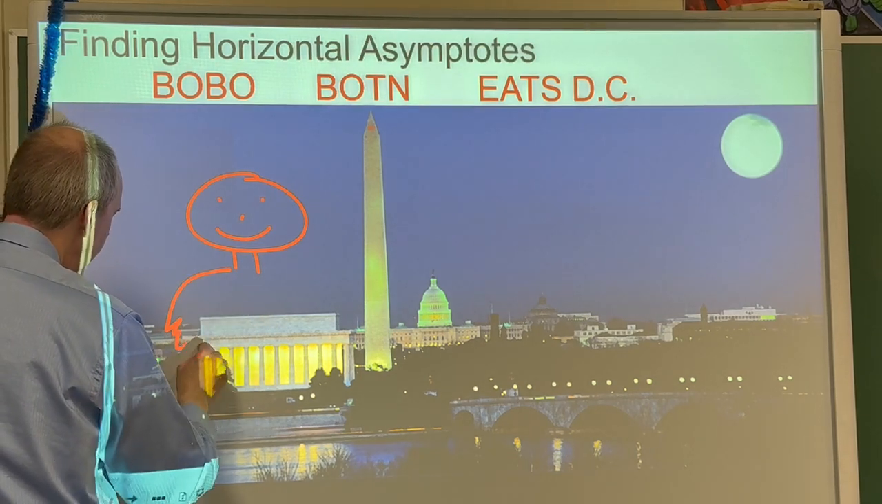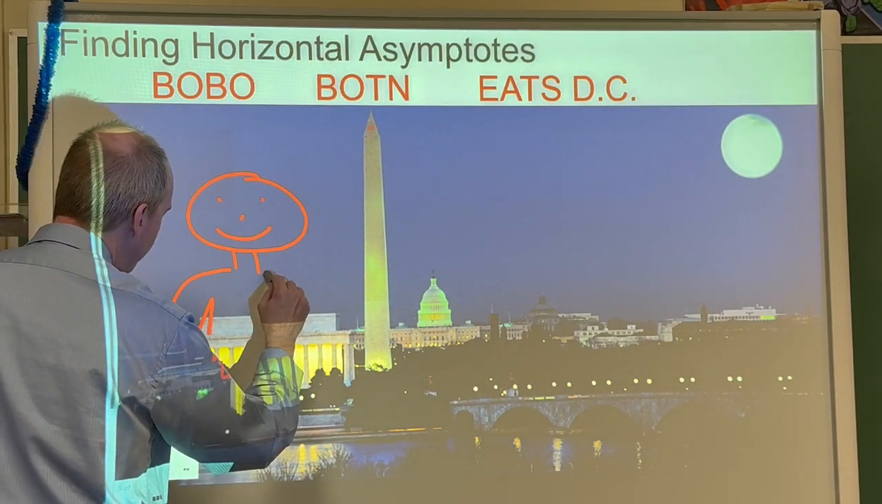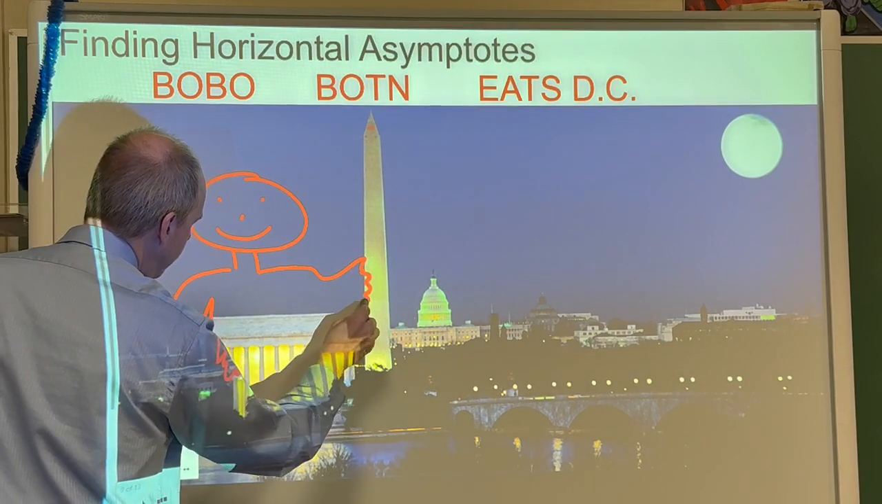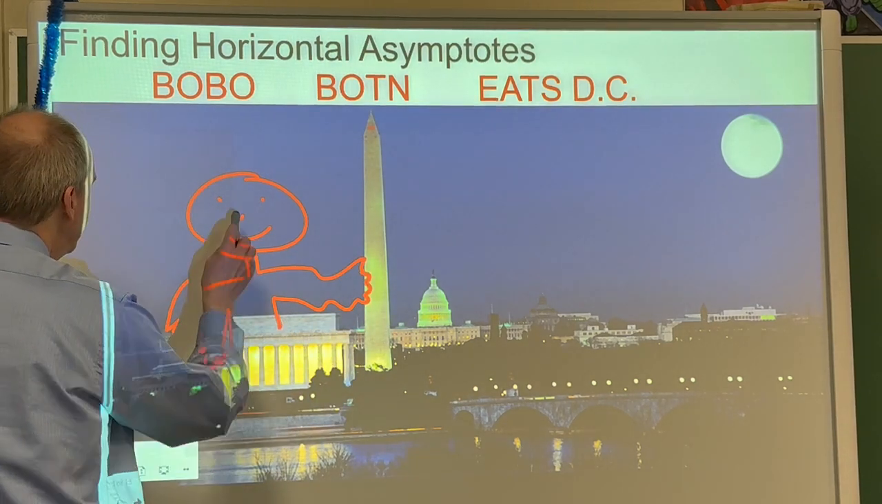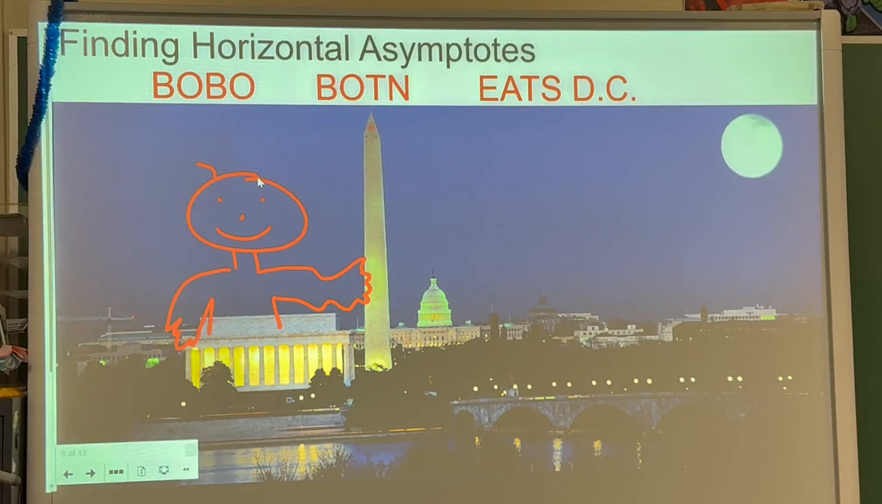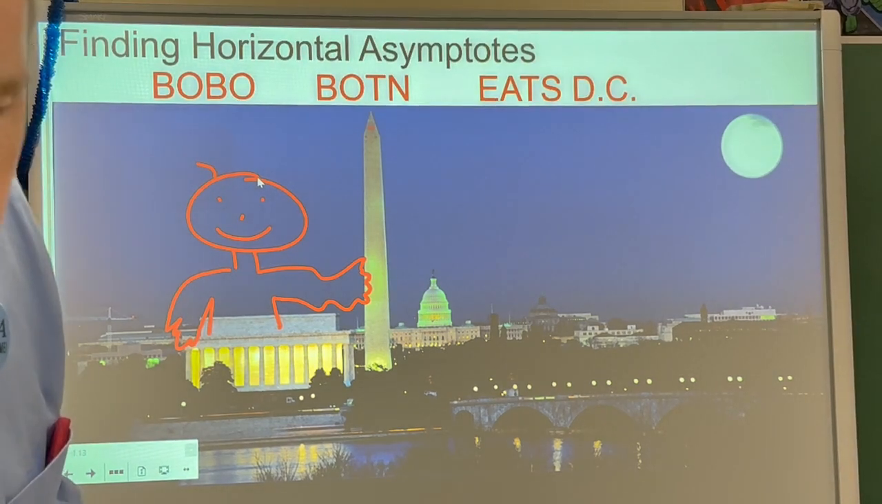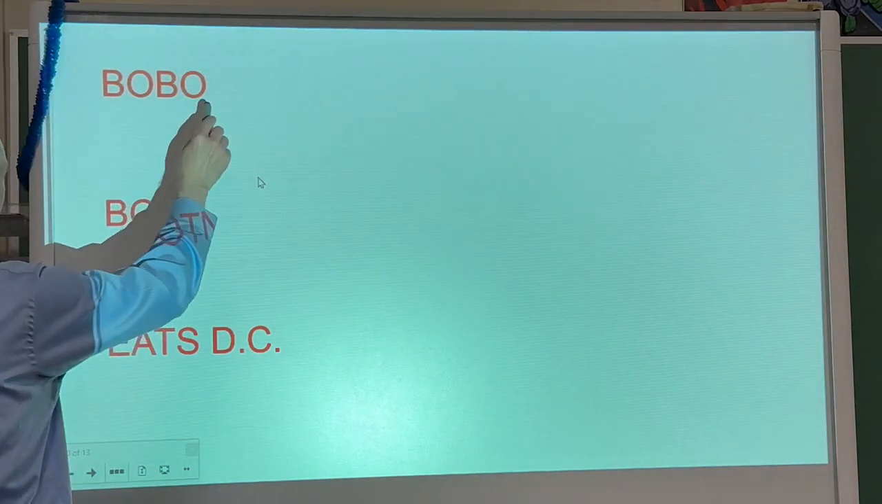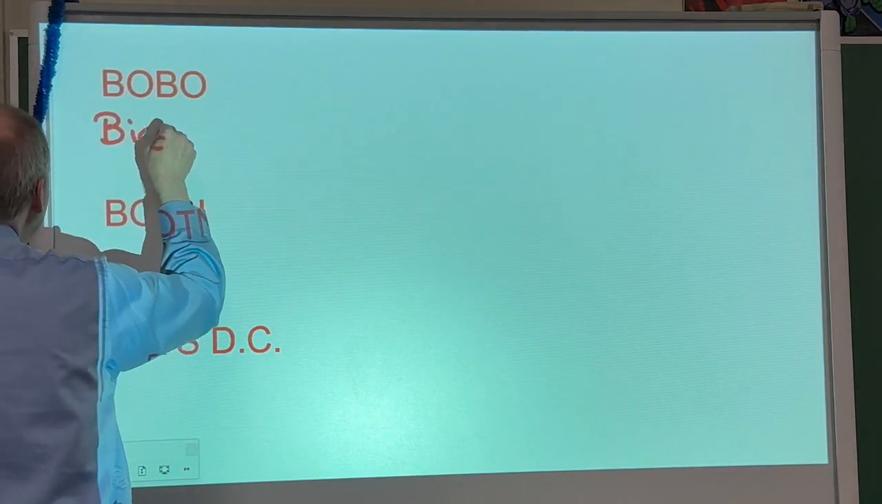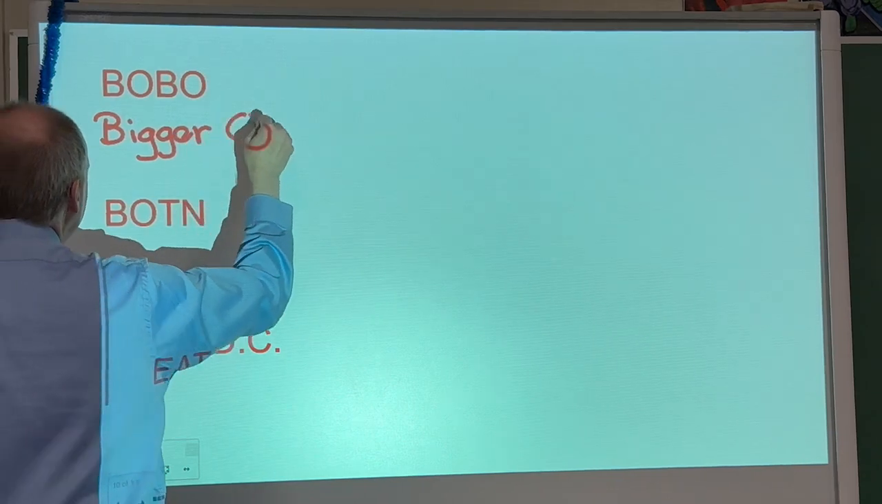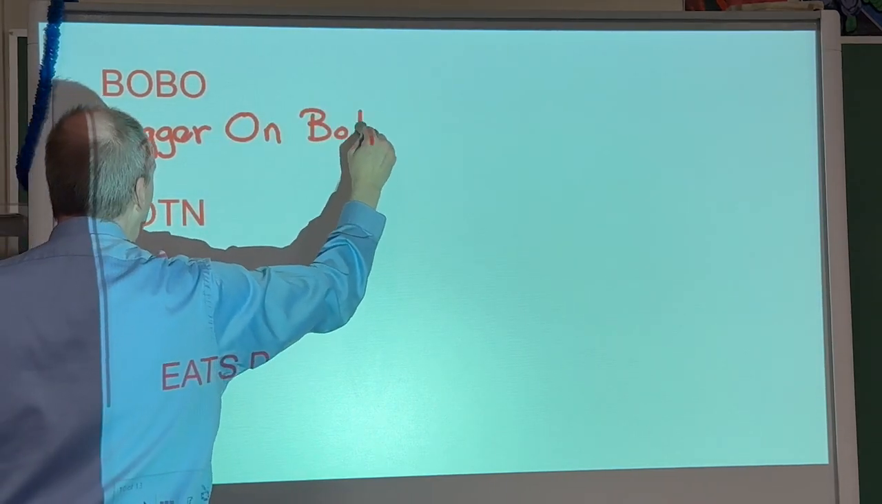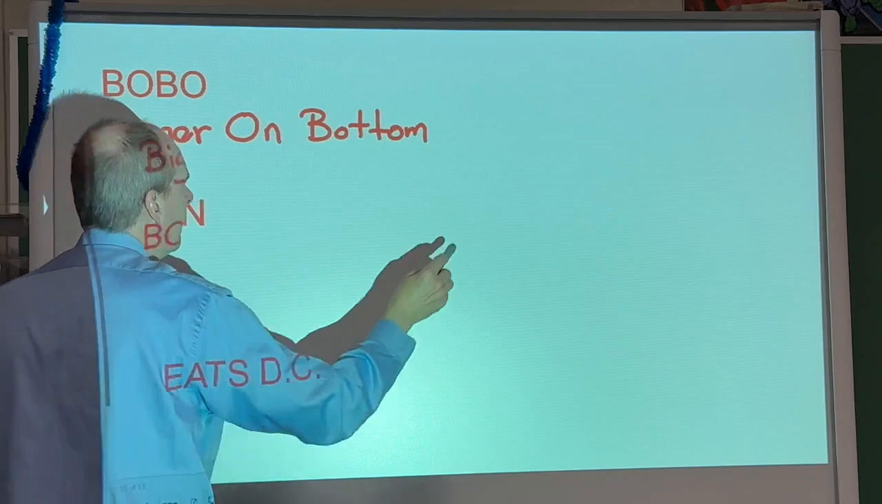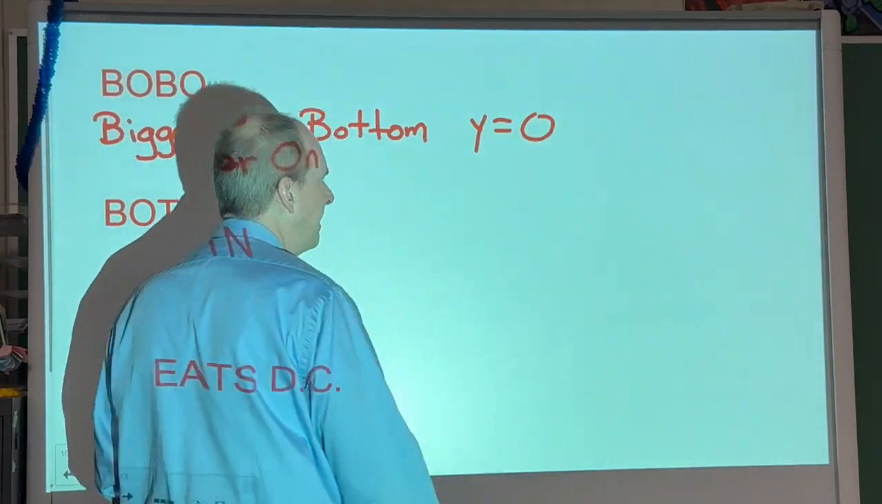And Bobo is a hungry boy. Bobo is going to eat DC. And let me give him a lot of hair. Okay, there we go. Bobo Botan eats DC. What does it mean? Well, it means if we have exponents that are bigger on the bottom, B-O-B-O, then my answer is y equals 0.